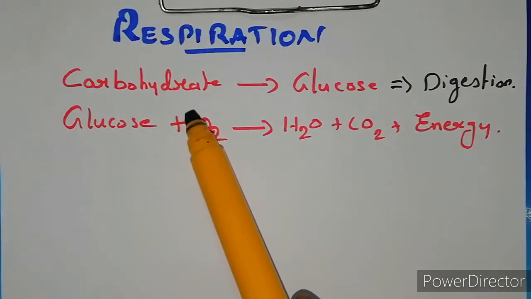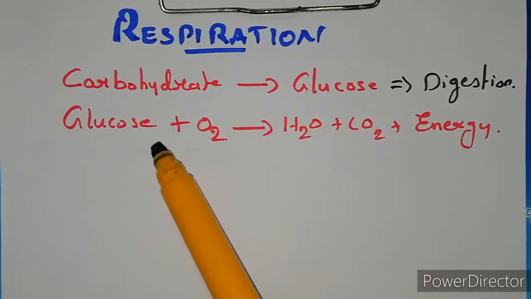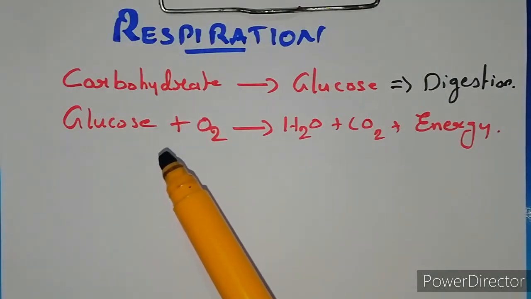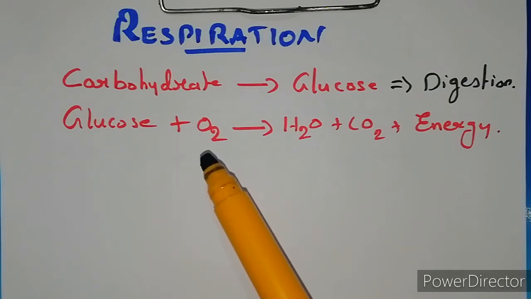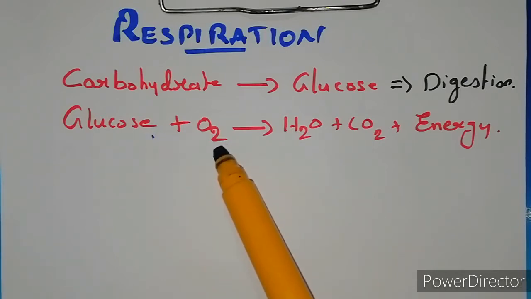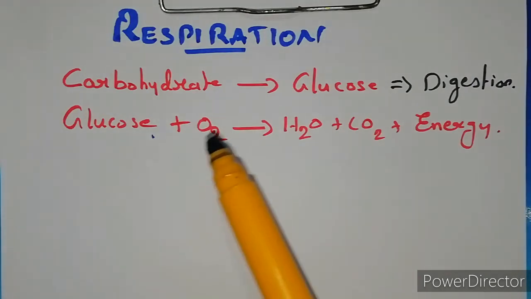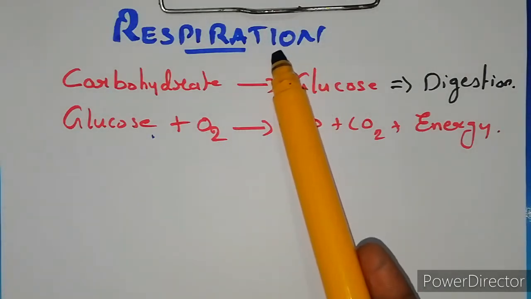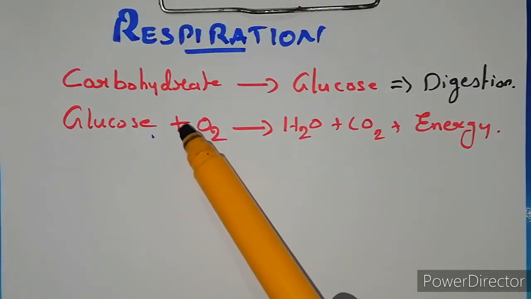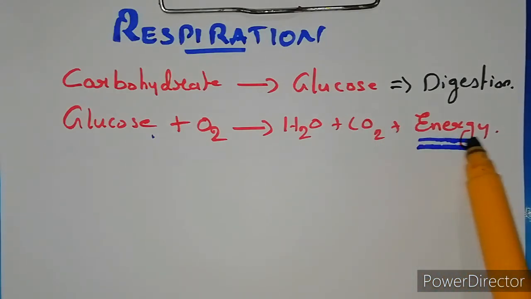Listen, from the digestion process we have produced glucose, and this glucose is now present in the cells. Through the respiratory system, we inhale air, and the air consists of oxygen. This oxygen also reaches the cells. There, the glucose and oxygen undergo a metabolic process, the respiratory process, inside the cells. That is the process of respiration. By this process, glucose and oxygen are converted into the major thing, energy.